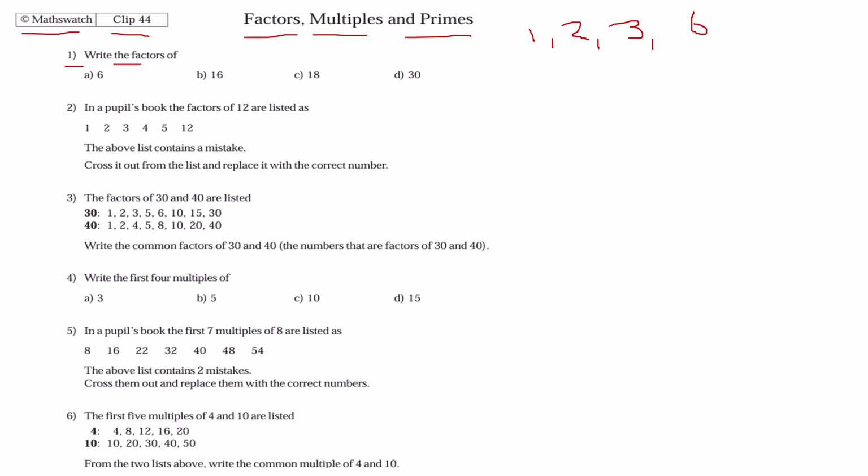The factors of 16 are going to be 1, 2, 4, 8, and 16. A little clue here is that all the numbers have to be less than or equal to that number. If it's bigger than that number, then obviously you've made a mistake or made an error.